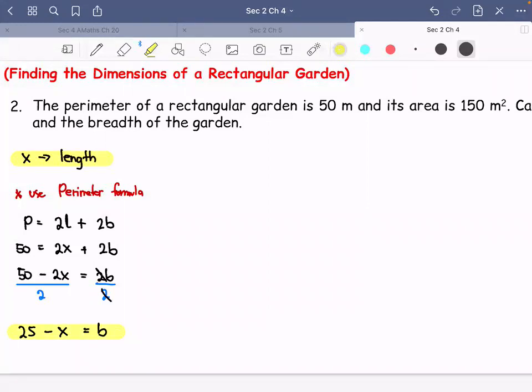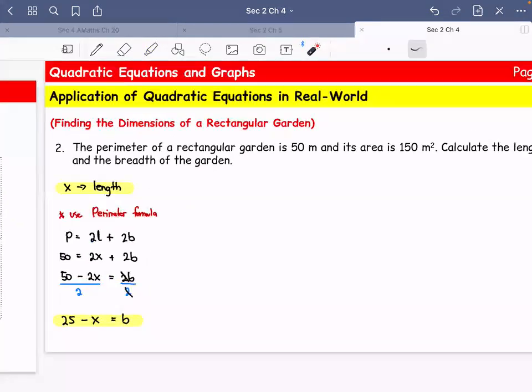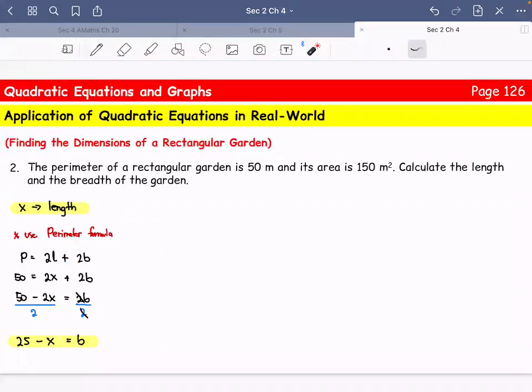Do you have any questions, class? Again, x is the length, and for my breadth, it's 25 minus x. How did we get the breadth? Basically, we use the perimeter formula for getting the breadth. Now, next, the question is, we need to calculate the length and the breadth of the garden.